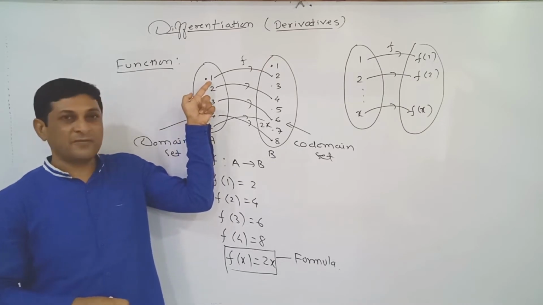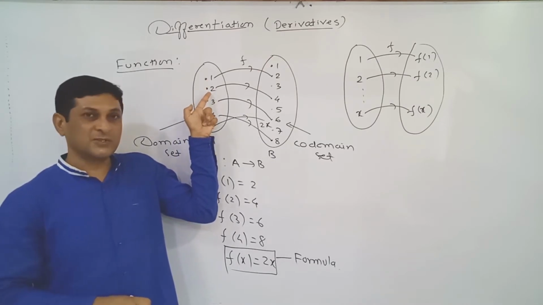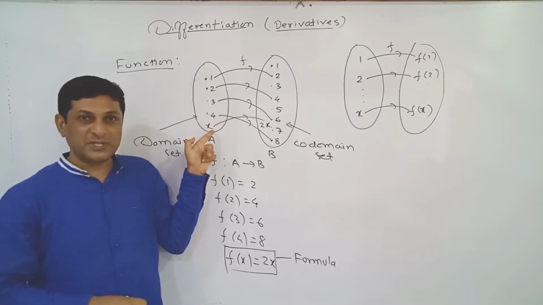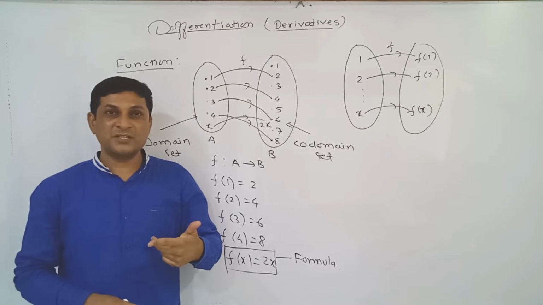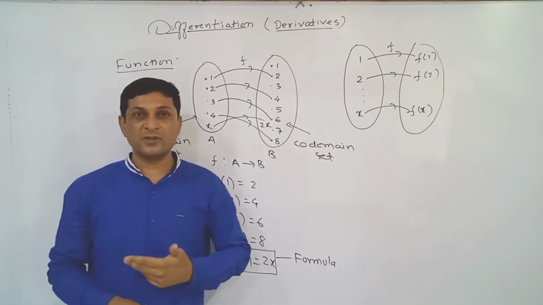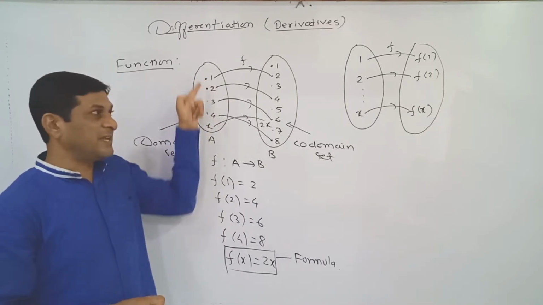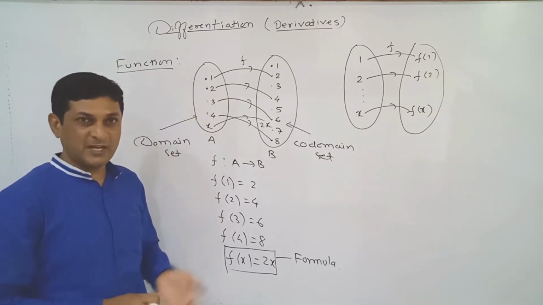If you observe here, values of x are going on changing. What is the value? First value of x is 1. Second value of x is 2. Third value of x is 3. Values of x are going on changing. Changing means what? We can say that values of x are varying. That's why here we can say that x is what? Variable. x is a variable.